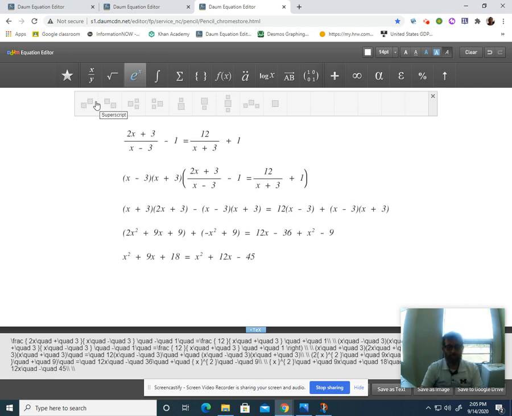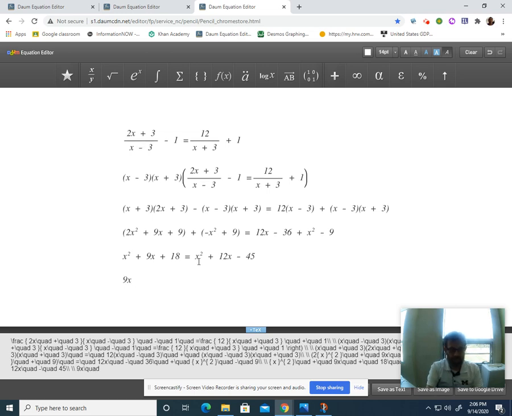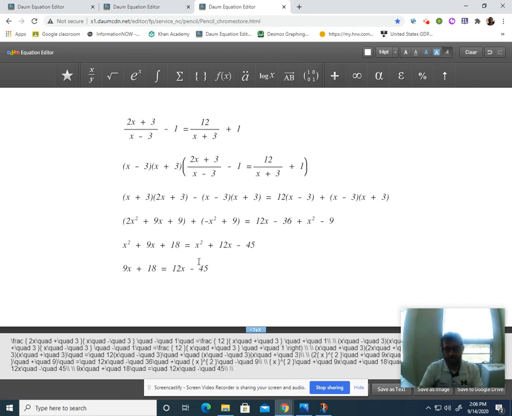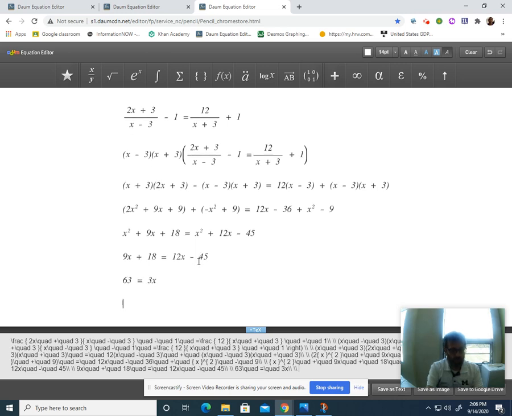Now, I'm really kind of pleased at this moment, because when I go to get rid of something, I notice there's an x squared on both sides. So if I subtract x squared from both sides, those just go away. So I'm left with 9x plus 18 equals 12x minus 45. And now I'm in a standard, 5-step equation. So 63 equals 3x. 21 is x. And I'm done.